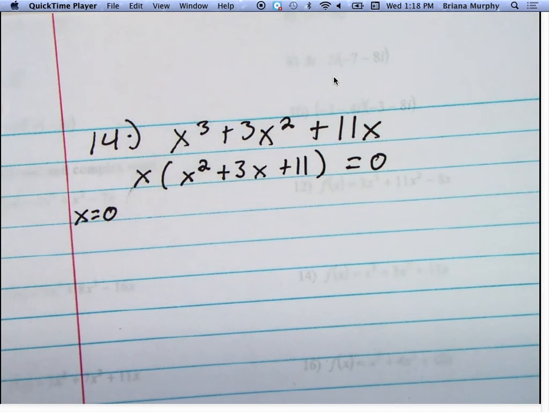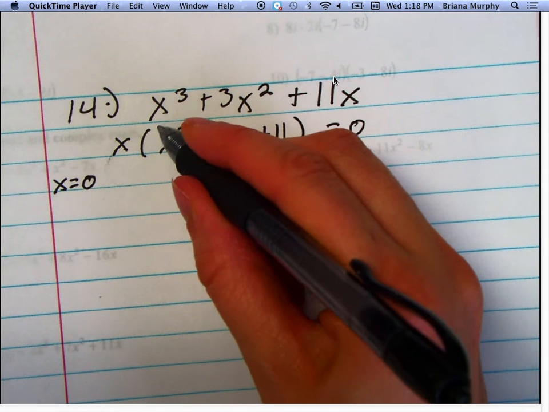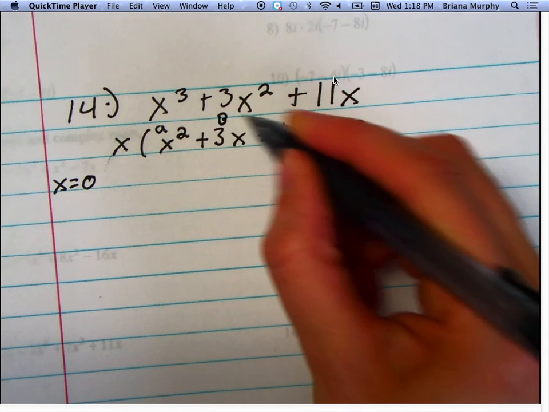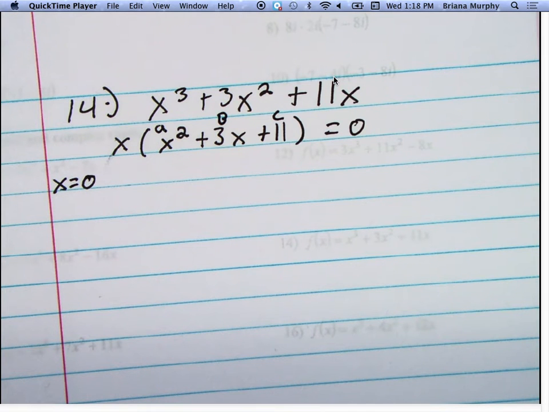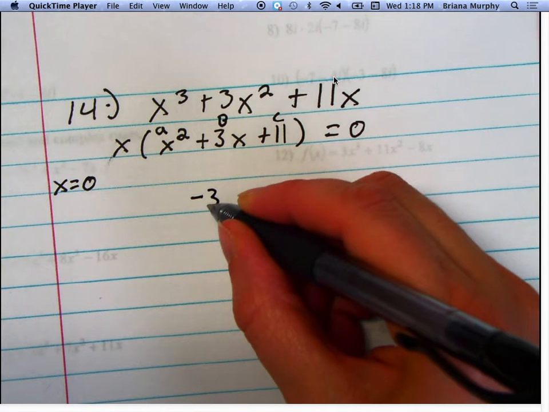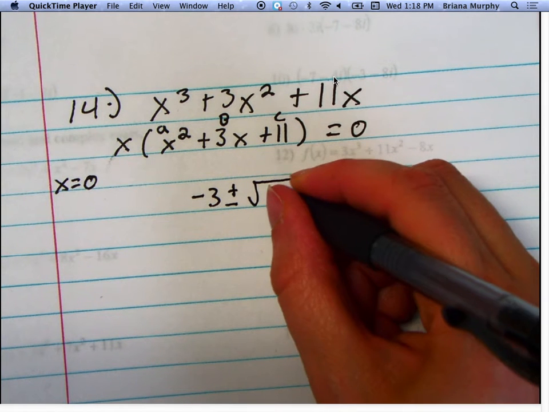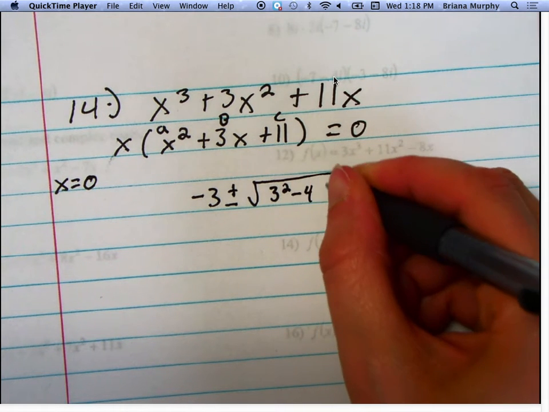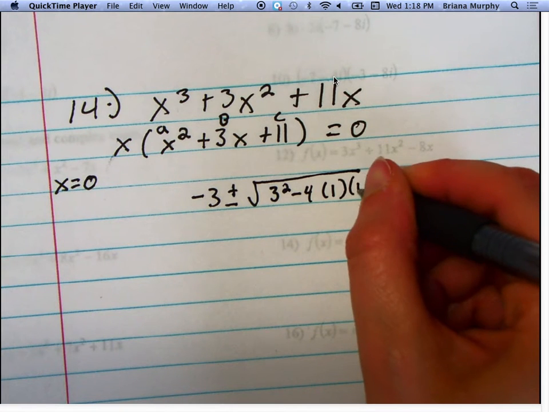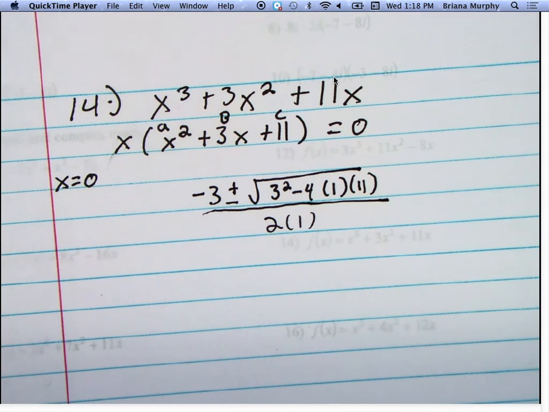Now, I've got all of this left. I'm going to put this in the quadratic formula. Okay? So I know right from this that my a is 1, my b is 3, and my c is 11. Okay? So that is negative b, which is 3, plus or minus the square root of b squared minus 4 times 1 times c all over 2 times 1. Okay, I'm just going to do what's under the square root first.